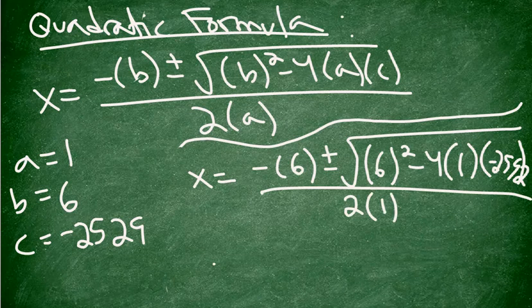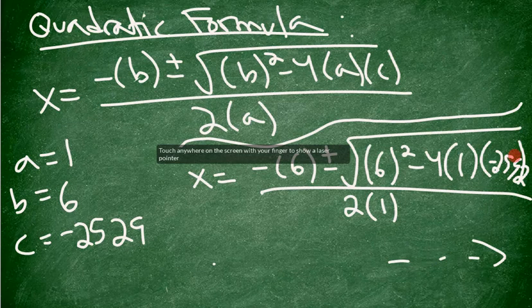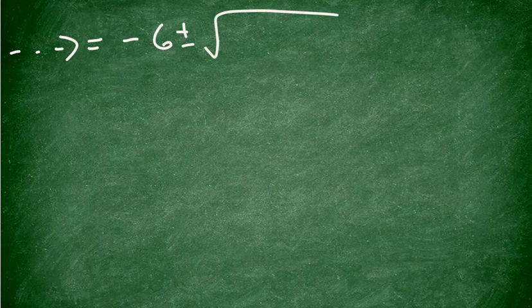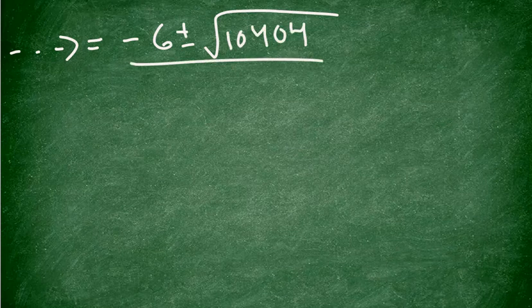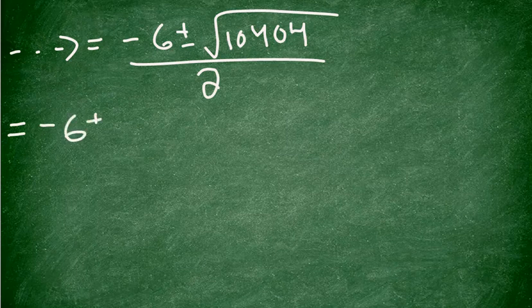Okay, and so from here, it's really just simplifying. So let's go ahead and continue this on the next page. So if I keep going with this problem, first thing I'm going to do is do all of this simplification here. Okay, so if I do 6 squared minus 4 times 1 times negative 2,592, what you find is, the negative 6 is still there, and then the square root of 10,404 over 2 times 1, which is 2. Okay, so this problem, it would be kind of handy to have a calculator. Okay, and then the square root of 10,404 turns out to be 102.